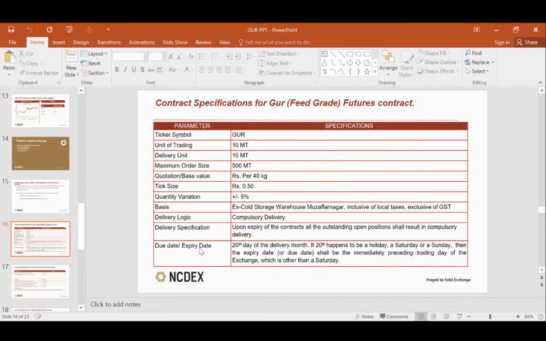Now, here is the contract specification for the GUR feed grade futures contract. The ticker symbol that you'll see on the screen will be GUR, and the unit of trading is 10 metric ton. The quotation will be in rupees per 40 kg. Tick size is 0.50, and the basis center is Muzaffarnagar, storage warehouse of Muzaffarnagar, and delivery is compulsory delivery like most of our contracts. And the expiry date is 20th of every month, and if 20th is a holiday, then the expiry date will be 19th.